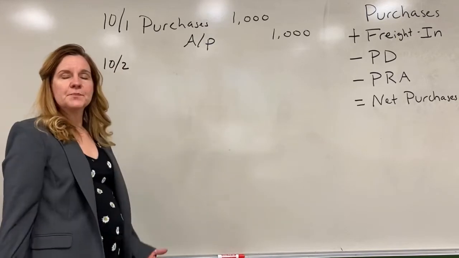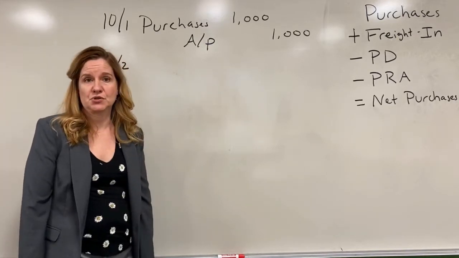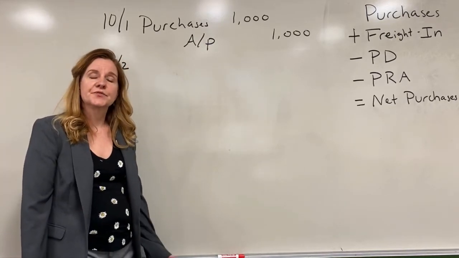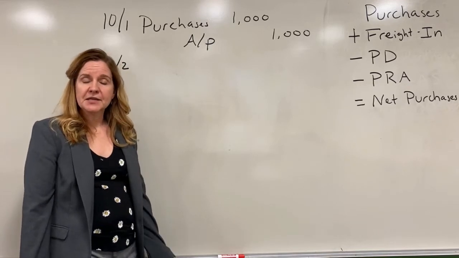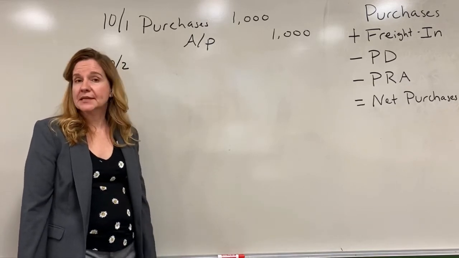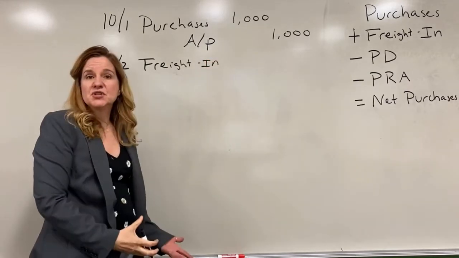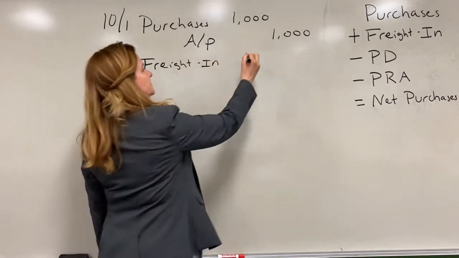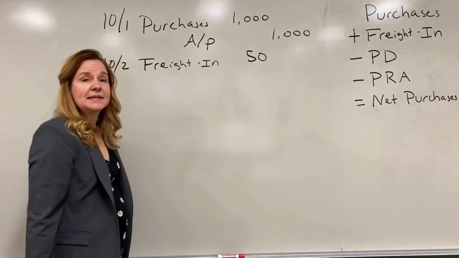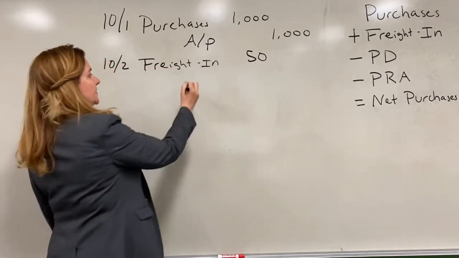The next transaction is going to occur on the 2nd. On the 2nd, we're going to pay some freight on this purchase that we're making. So the freight, under the periodic method, we will debit an account called freight in. The freight, which is the shipping charges, will be $50. And we're paying it now, so we're reducing cash by the $50.